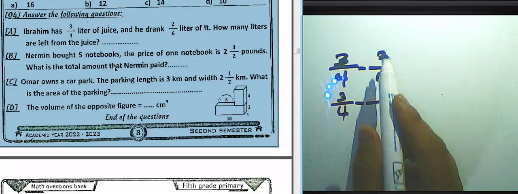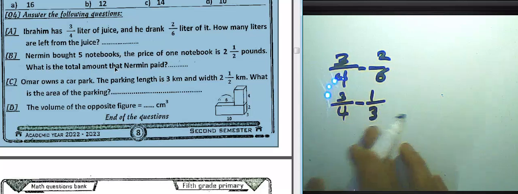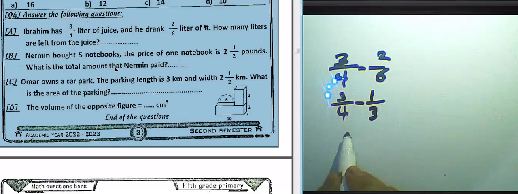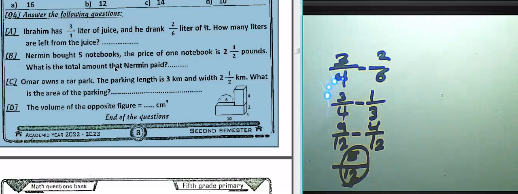3 over 4 subtract 2 over 6. You can divide by 2: 2 divided by 2 equals 1 and 6 divided by 2 equals 3. And we have two different denominators here. We must find the least common multiple between them, equal 12. 12 divided by 4 equals 3. 3 times 3 equals 9. 12 divided by 3 equals 4. 1 times 4 equals 4. 9 minus 4 equals 5. 5 over 12. The result will be 5 over 12 liters.